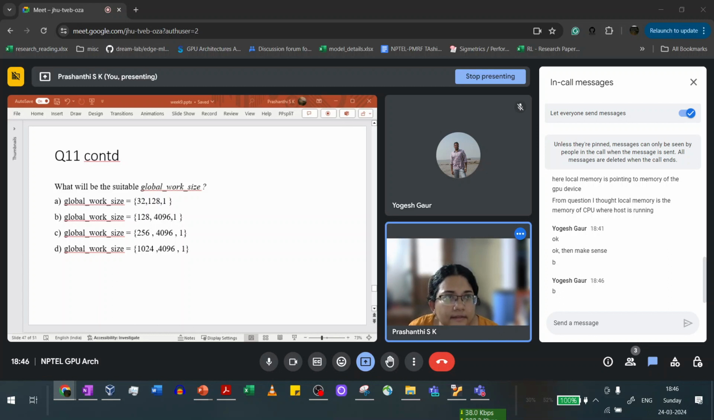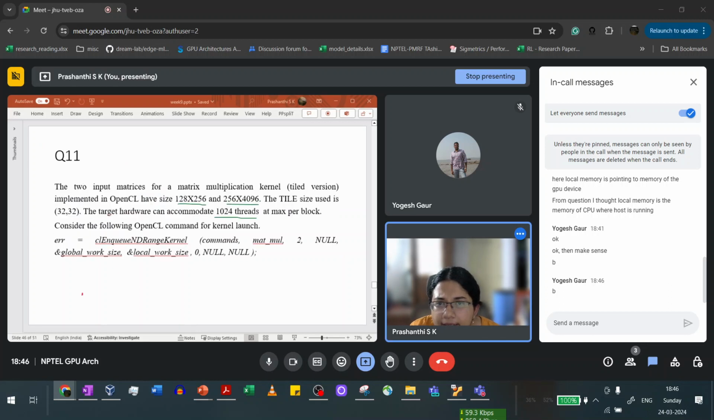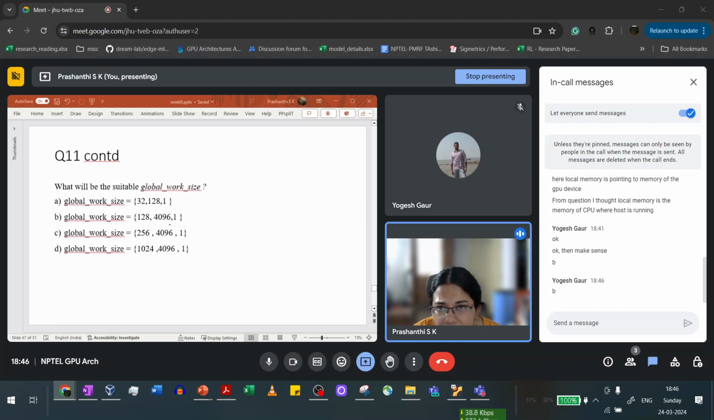Okay, we have an answer. B, which is 128, 4096, 1. Yes, that is correct. So this is very similar to the CUDA kernel launch parameters, right? So the way you come up with your total number of threads, here, for instance, you know that your output matrix is going to have 128 by 4096 elements. So your global work size would be 128, 4096 and 1. I think this is also fairly easy.